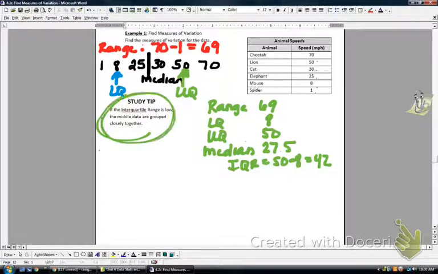Alright, and then I included a study tip right here. If the interquartile range is low, the middle of your data are grouped closely together. So go ahead and do the on your own and then come back and check your answers.